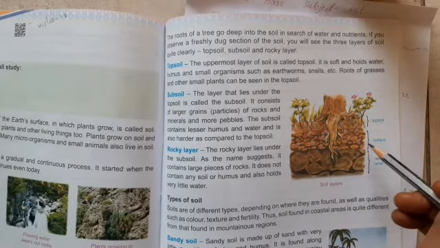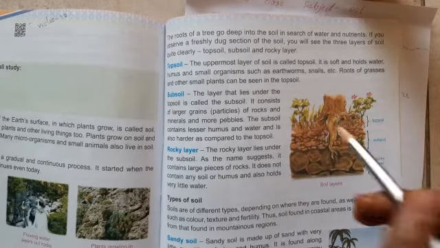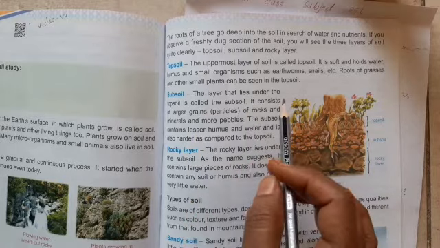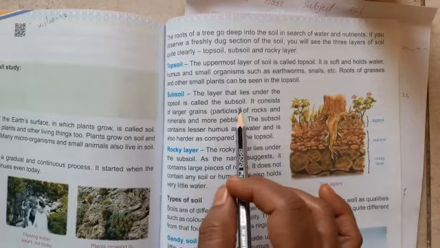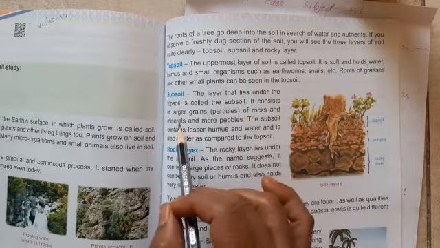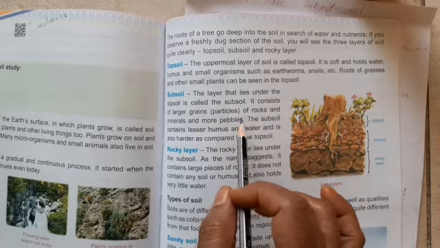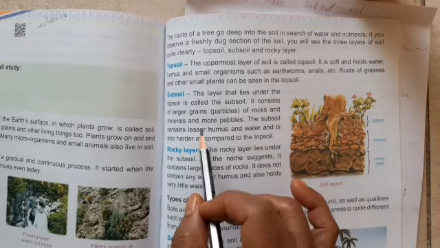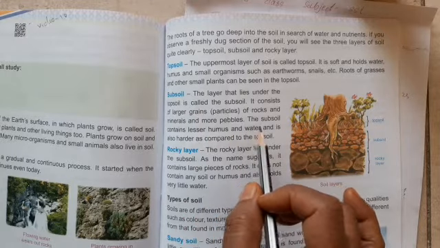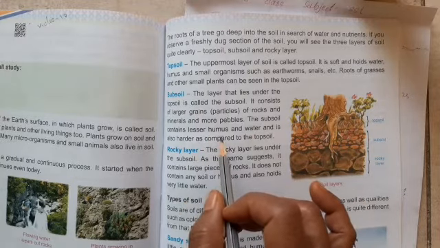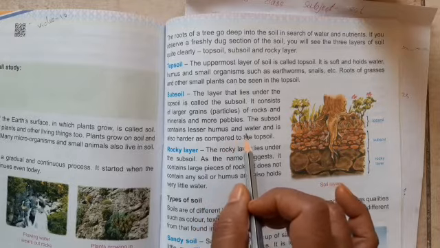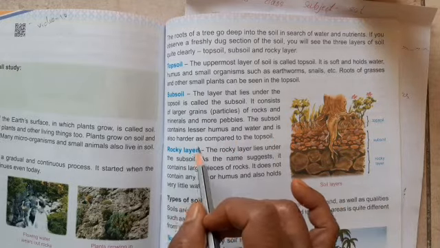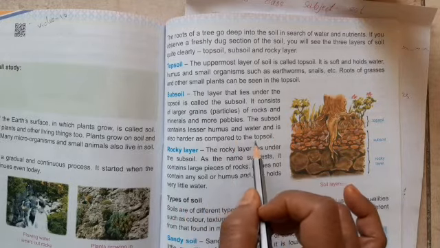Now we'll see subsoil. The layer that lies under the topsoil is called the subsoil. It consists of layers of grains, particles of rocks and minerals, and more pebbles. The subsoil contains lesser humus and water and is also harder as compared to the topsoil.